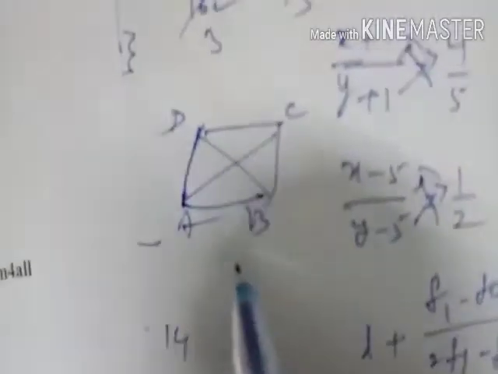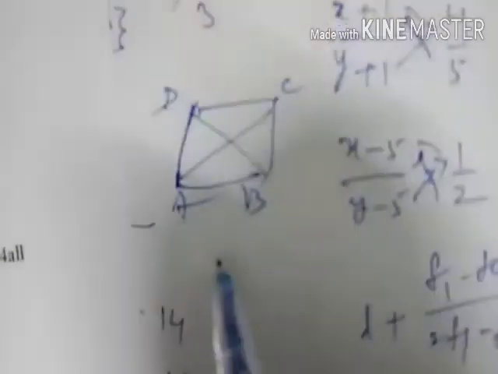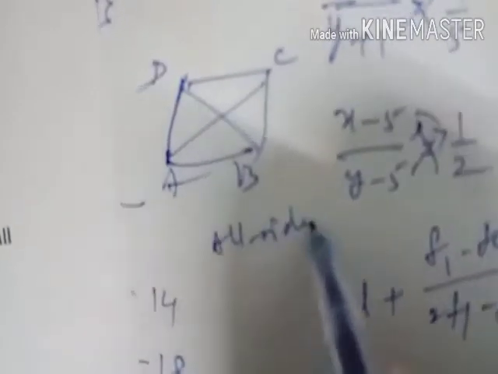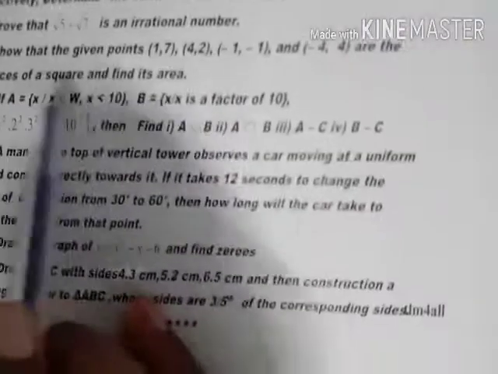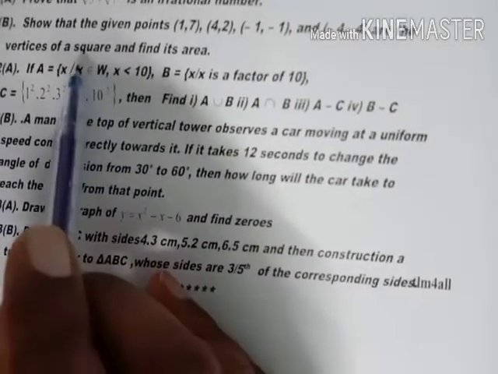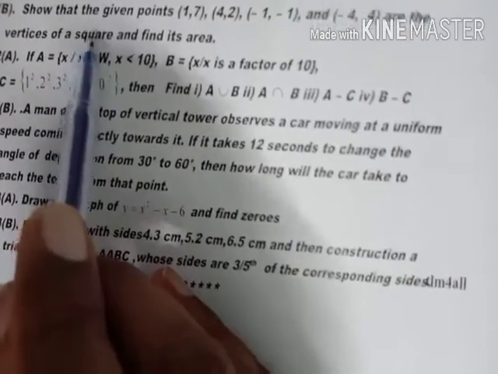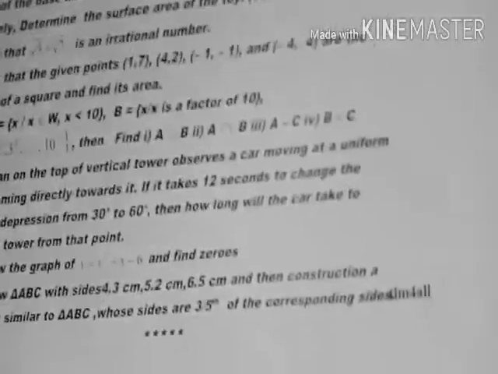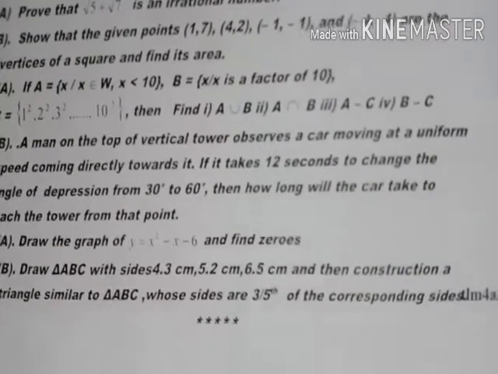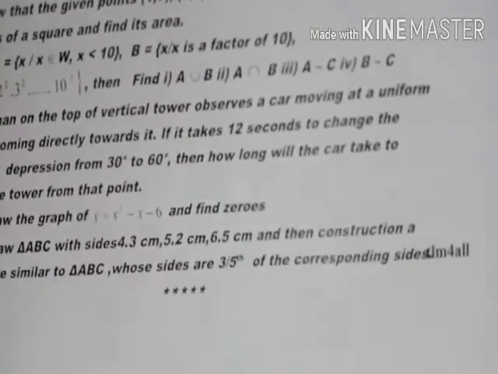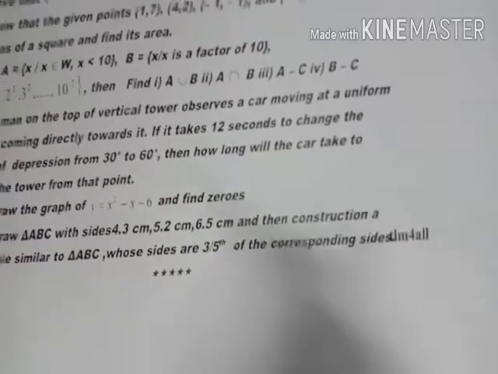What is the property of a square? All sides are equal, diagonals are equal. Based on these properties we need to calculate the solution for this question. Find its area. Here, the area of a square means side squared, so we'll get the answer for it.